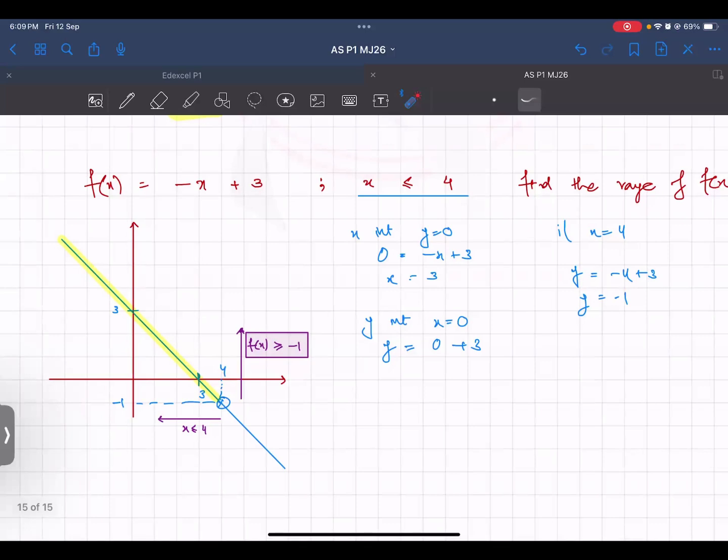Mohit, did you ask? Do you get it now? So the left side of 4. Why are you looking at the left side of 4? Because that's the domain that they've given you.